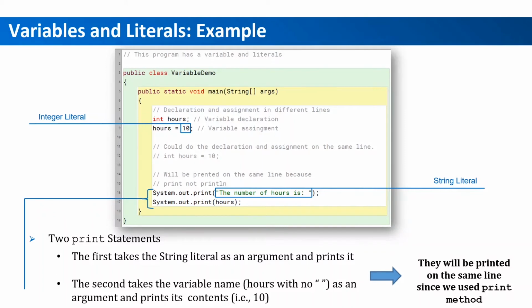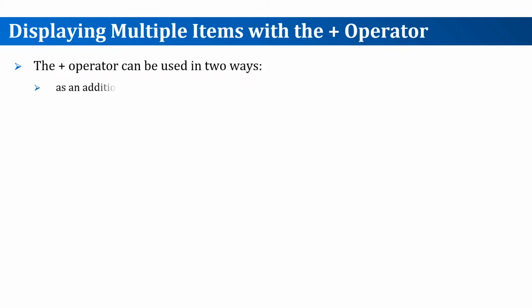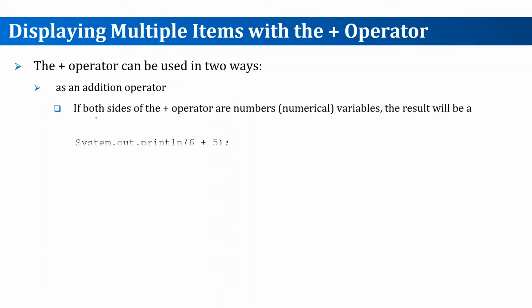Here's an interesting question. Can we print the string literal and the variable hours using a single print statement? The answer is yes. This can be done using the plus operator. Let's see how. In Java and many other programming languages, the plus operator can be used in two ways. The first is the most intuitive and straightforward way, which is to add two numbers. In this case, as you can see, adding 6 plus 5 inside the print line statement will treat 6 plus 5 as two numbers being added to each other. And this will result in printing 11 to the screen.